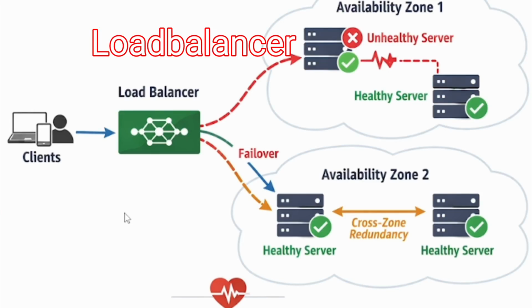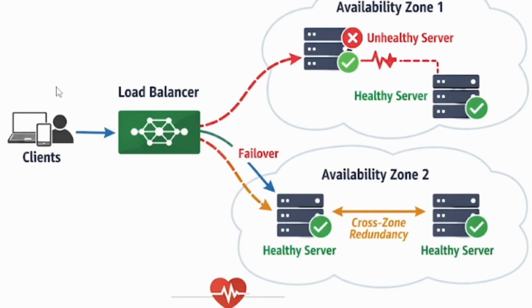What is a load balancer? A load balancer ensures high availability by distributing the incoming traffic to availability zones. You can see here availability zone 1 and availability zone 2. Also, it will perform health checks on the servers. Here it is performing the health check. If a server is unhealthy, then the load balancer will immediately reroute the traffic to the healthy servers.